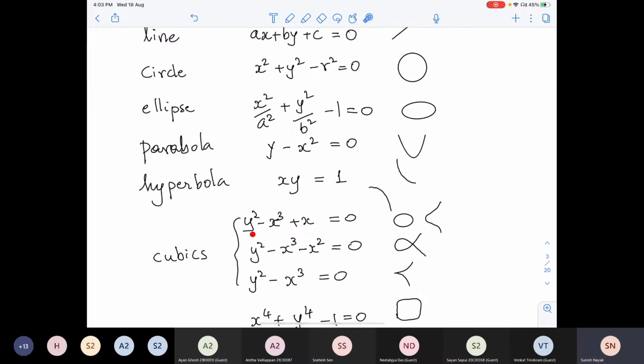And so here, this is y square minus x cubed plus x is equal to 0. This is going to be a degree 3 curve because this term has degree 3 here. And its locus, one can show, looks roughly like this.